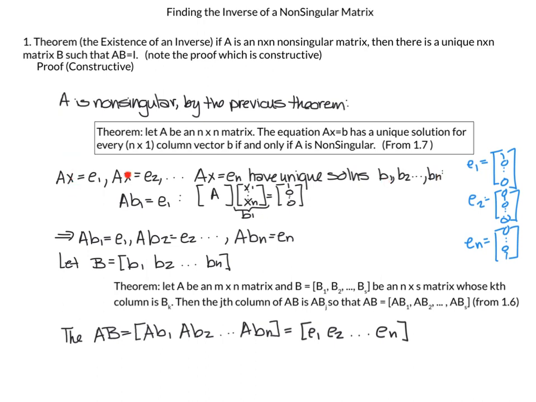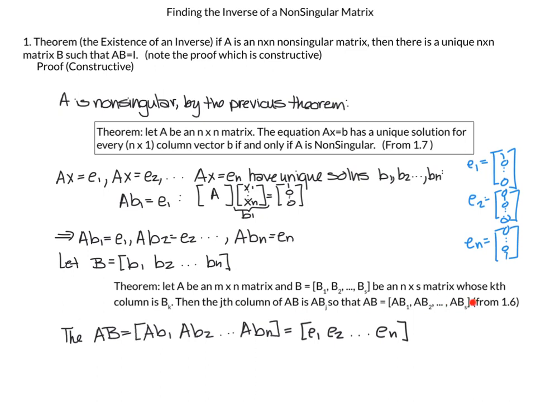And we are going to call those solutions B1, B2, and Bn. So the X that solves the equation for E1, we're going to call B1. The X that solves for E2, we're going to call B2. And this X, we're going to call Bn. So what we have then is that we can take all of our column vectors B and put them in a matrix. Then B is an n by n matrix whose kth column is Bk.